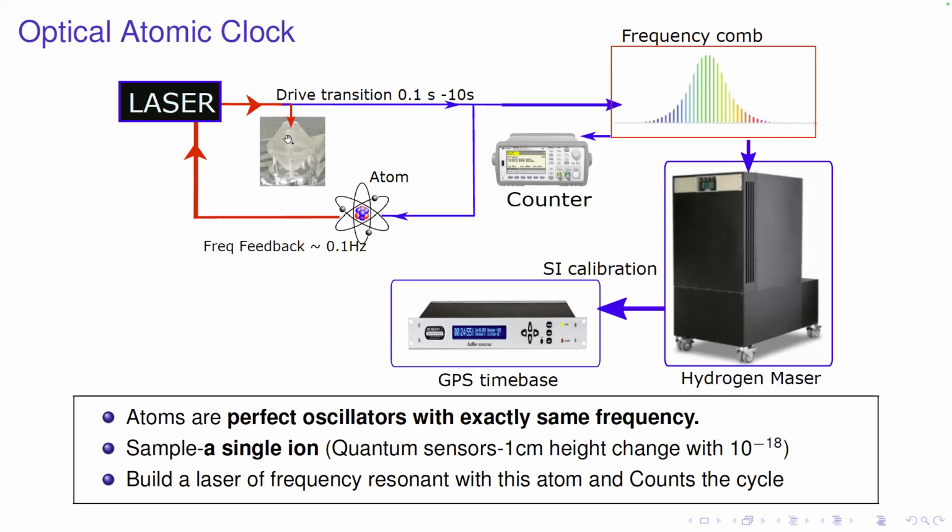Once we lock the laser to an ultra-low expansion cavity or a single crystal silicon cavity in a cryogenic chamber, then we interrogate the atomic transition. But this laser has to be stabilized for the long-term drift and the short-term drift. How do we do it? The laser frequency, if you remember, is of the order of 10 to the power 14 hertz, hundreds of terahertz.